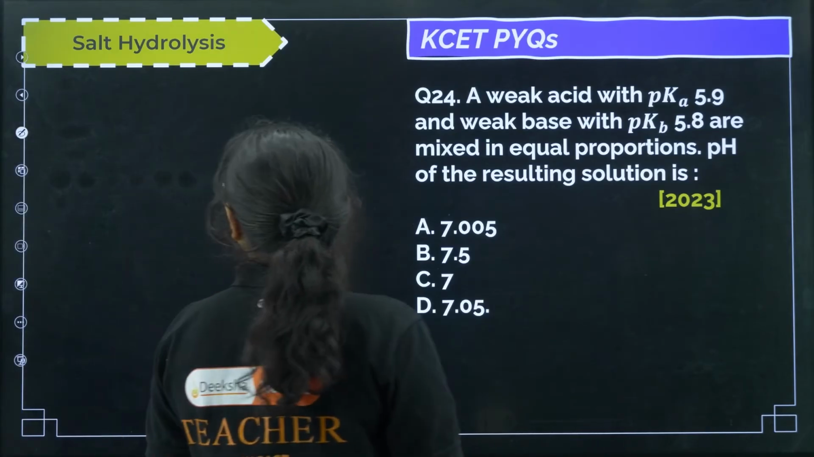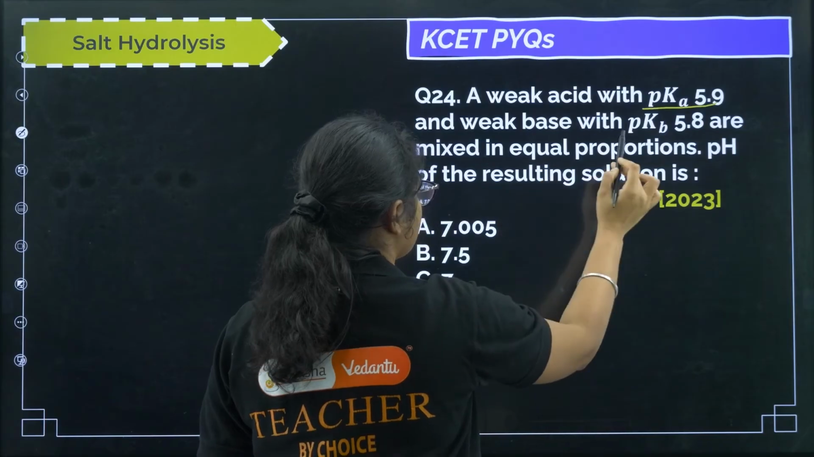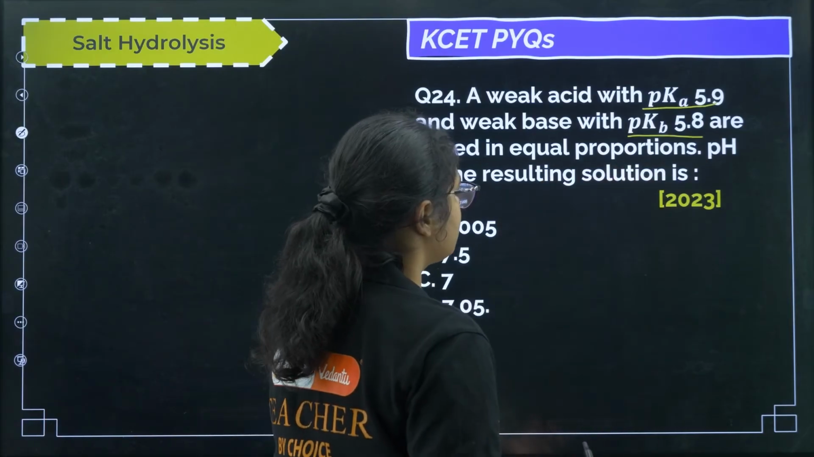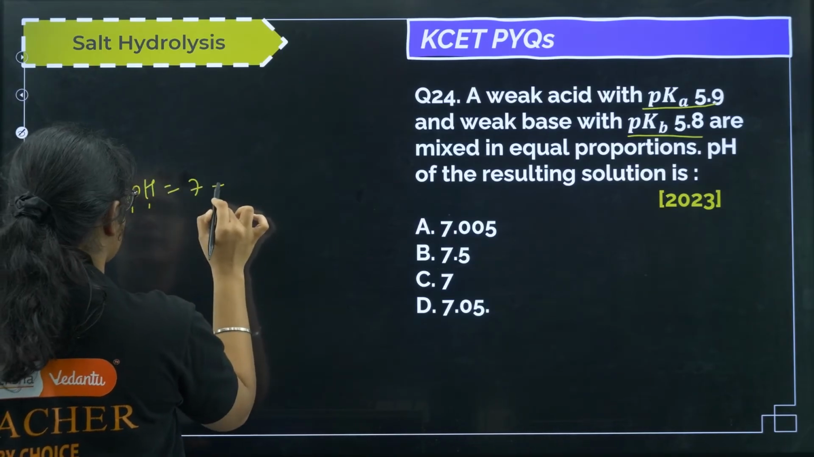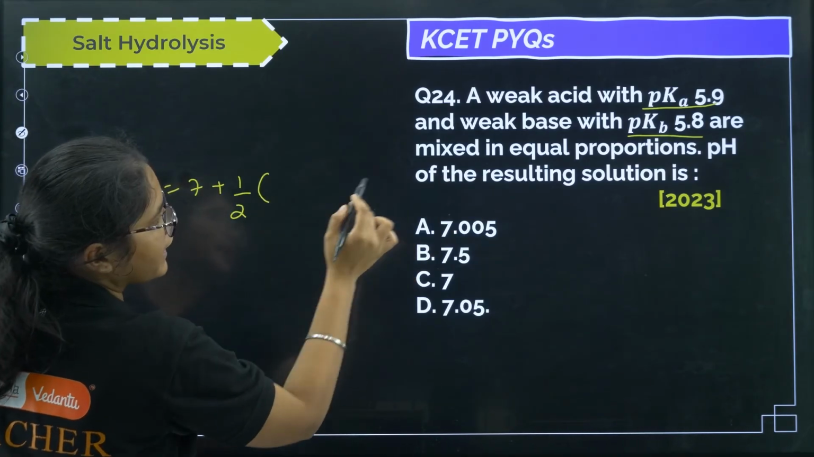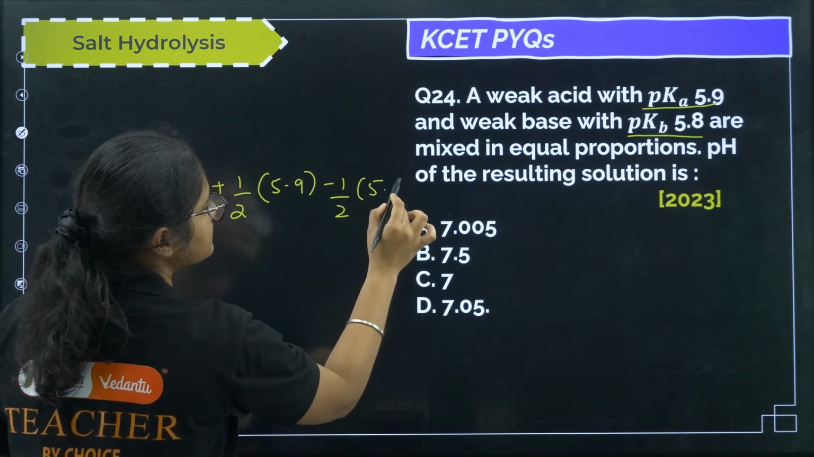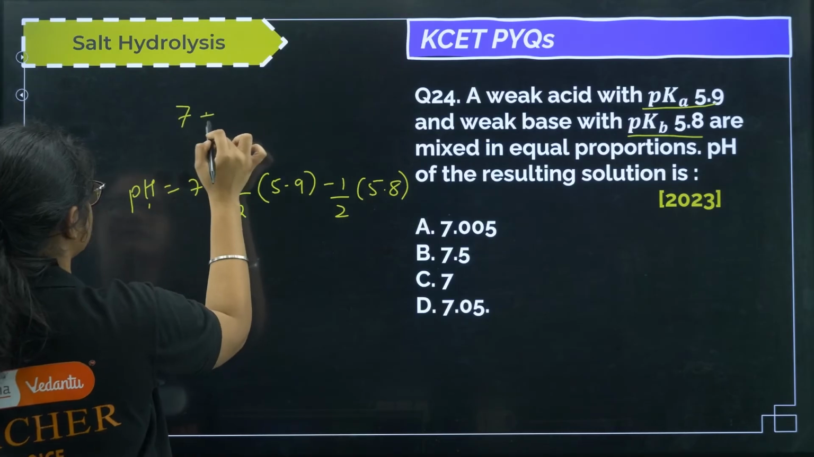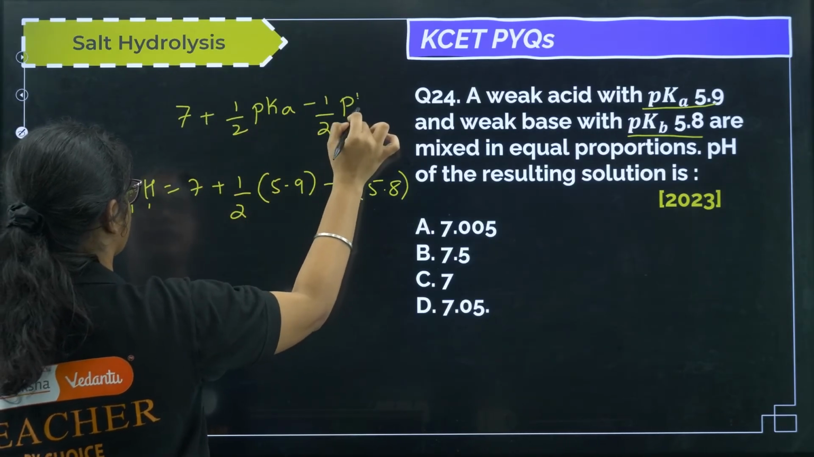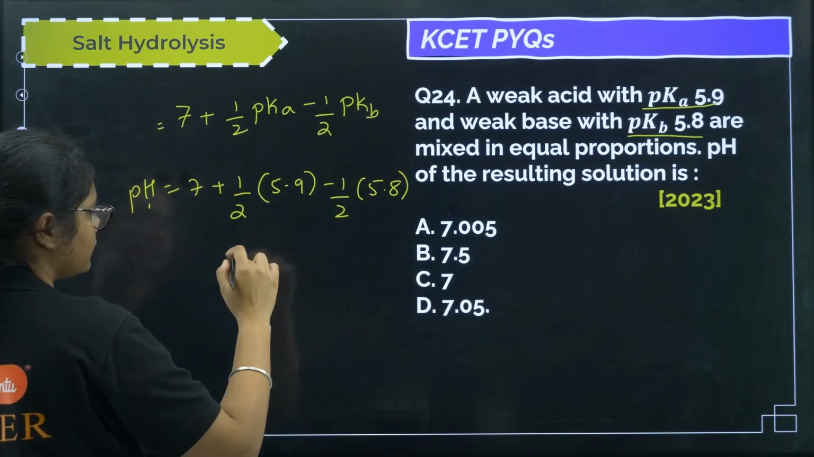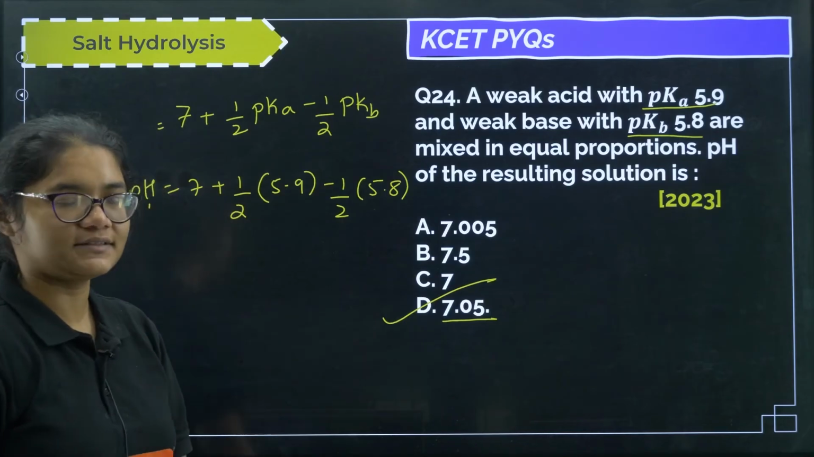Next, question number 24. On the basis of salt hydrolysis, a salt of weak acid pKa 5.9 and weak base pKb 5.8 are mixed in equal proportion. pH? So if you remember, the pH formula is 7 plus half pKa minus half pKb, where pKa value is 5.9 and pKb is 5.8. So if you solve this, you will get around 7.05. Option number D is the correct answer here.